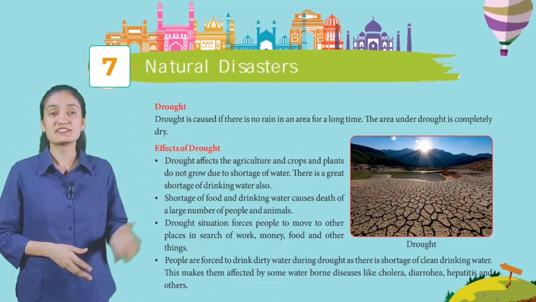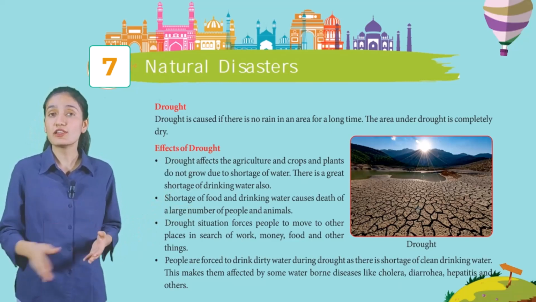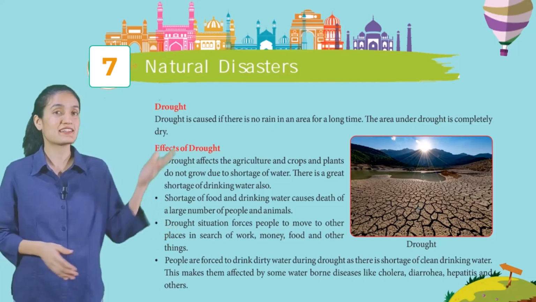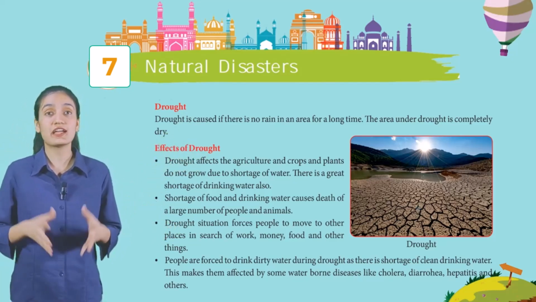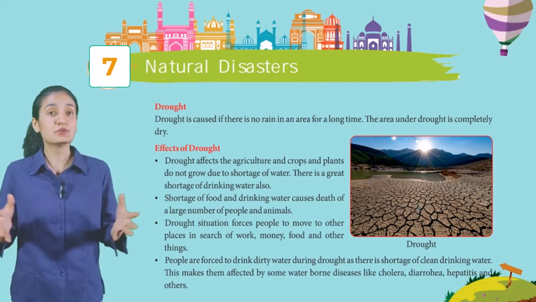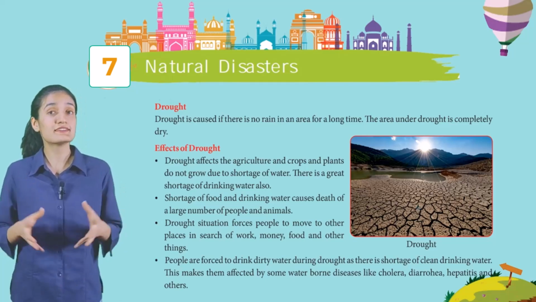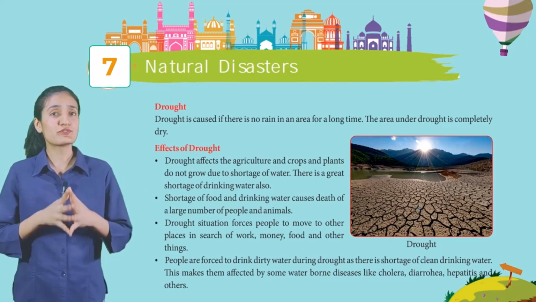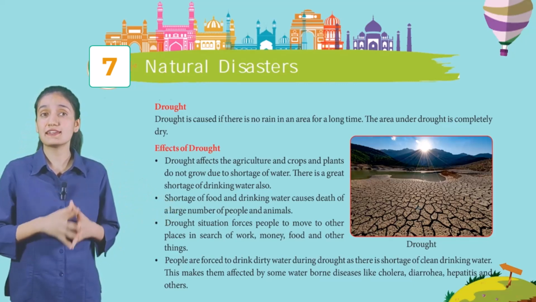Next is drought. Drought is caused if there is no rain in an area for a long time. The area under the drought is completely dry. Here are the effects of drought. Drought affects the agriculture, and crops and plants do not grow due to shortage of water. There is a great shortage of drinking water also. Shortage of food and drinking water cause death of a large number of people and animals.